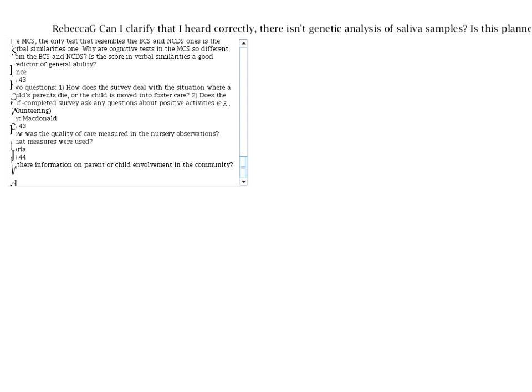There's a question about the nursery observations, what measures were used. This was a sub-study, and I think there is a report on the nursery observations on the CLS website, so you'll be able to find that information there. And there's a question, is there information on parental child involvement in the community? No, those are not questions that we've covered in MCS to date.